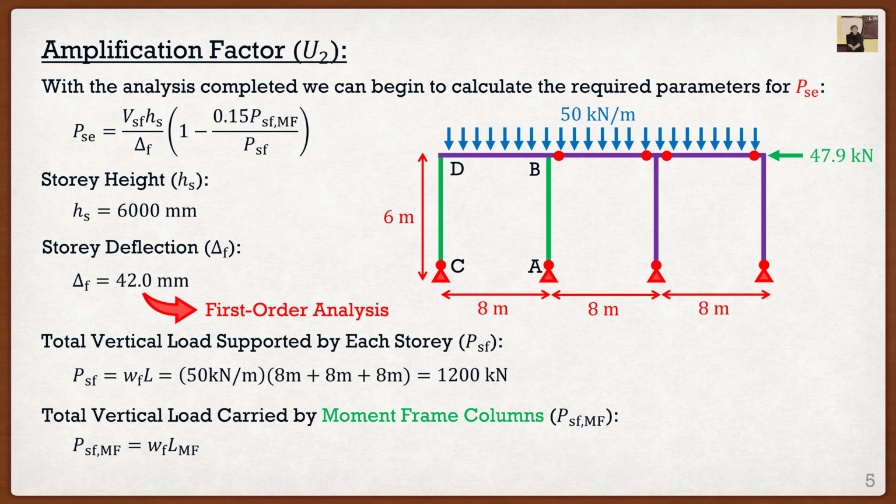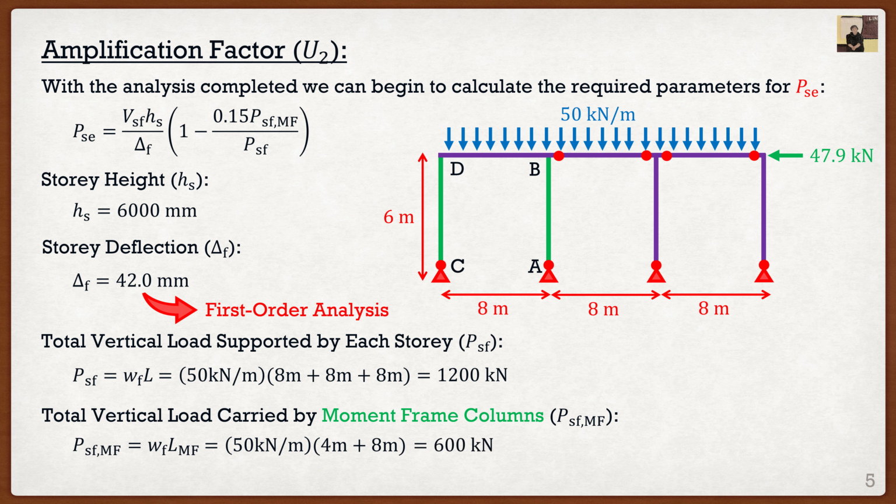So if we were to look at our two moment resisting frames, they only pick up the load that I've highlighted here. They pick up the complete load of that first beam between D and B, but then that second column, AB, only carries half of the load of that middle beam based on tributary area. So if we were to do this calculation, we are still going to have 50 kilonewtons per meter, but the distance is actually going to be 4 meters plus 8 meters. Again, this is based on tributary area. I do that calculation and I get 600 kilonewtons.